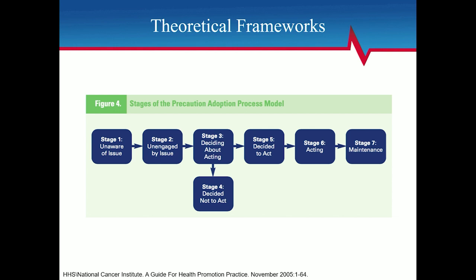Another one here, so there's just a few different examples here. So this is related to behavior change, another thing that we do a lot in the ER. And we think about these sorts of ideas of, does someone know about something? Are they engaged by this issue? Are they going to decide to act, and so on and so forth? So this is the precaution adoption process. It could relate to individuals or, again, even to a system.